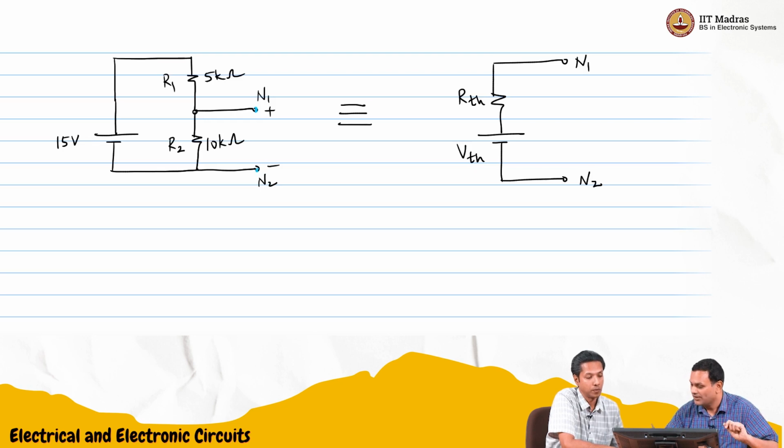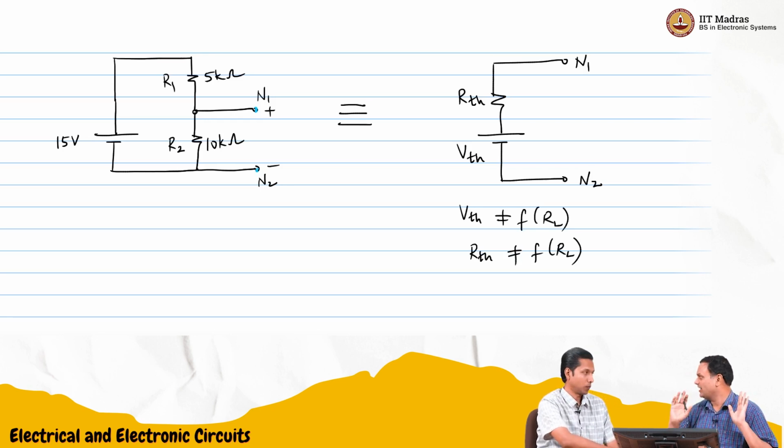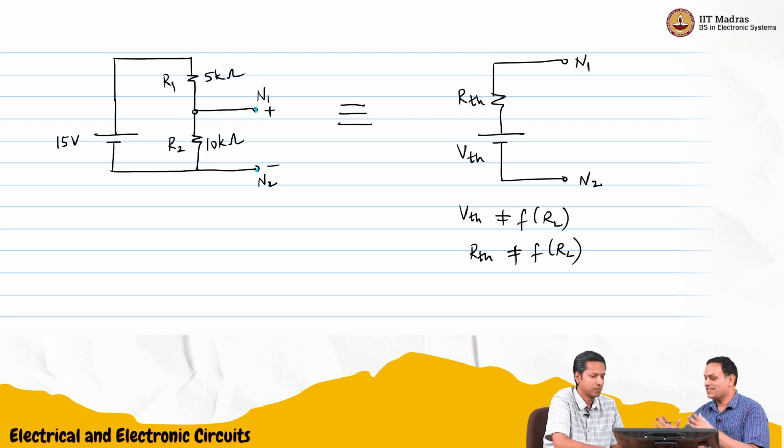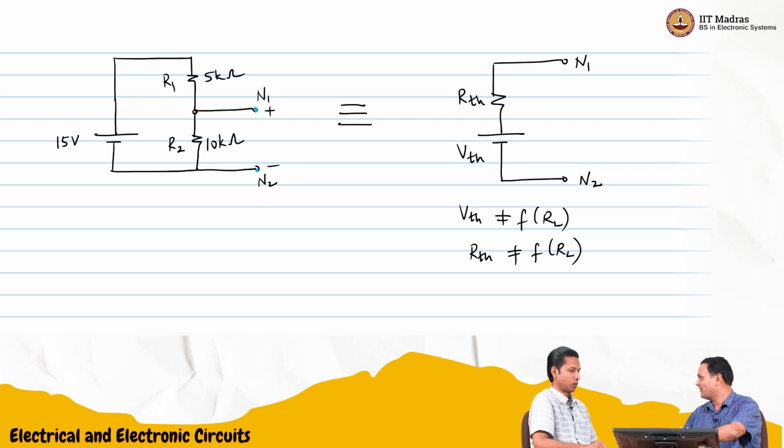I'll also say that V Thevenin is not a function of RL, and R Thevenin is also not a function of RL. So they have to be independent. They will depend on this 15 volts, R1 and R2. And this single VTH, RTH value is valid for any RL. The theorem is saying the values will be independent of RL and you can connect any RL, it will be valid.